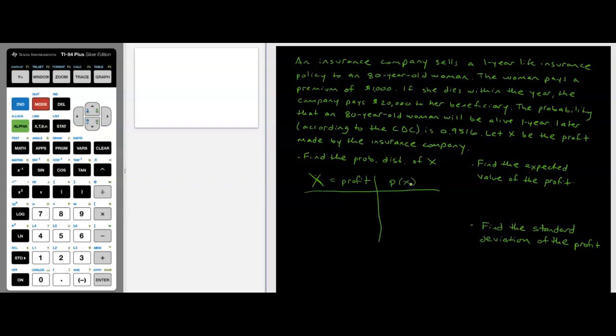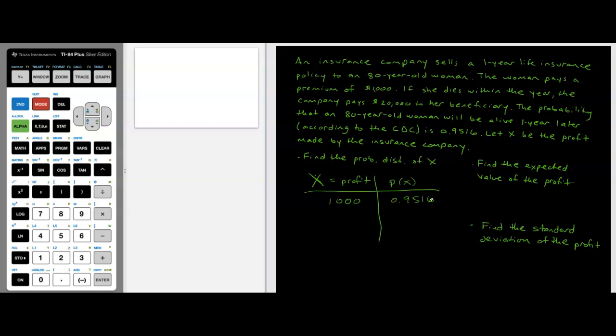And in this scenario, there's actually only a couple possible profits. The best case scenario is that the 80-year-old woman is alive 1 year later, in which case the insurance company would have profited $1,000. Now the probability of that 80-year-old woman being alive 1 year later, we know, according to the CDC, is 0.9516.